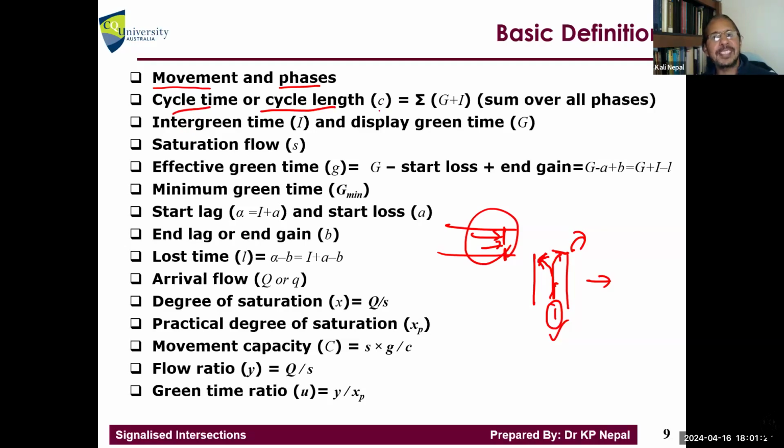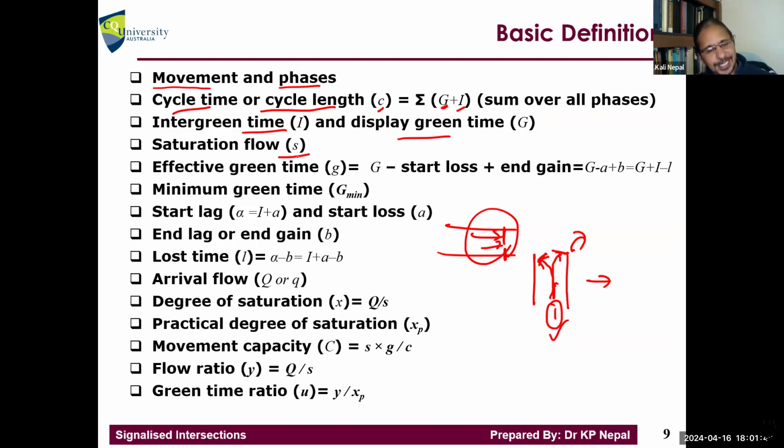We represent it by C. This is the sum of display green time plus intergreen time, the time between the greens, for all phases. Intergreen time includes yellow time as well as all red time. And the display green is really how much time is used to display the green.